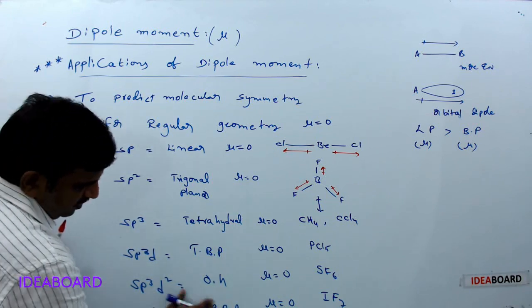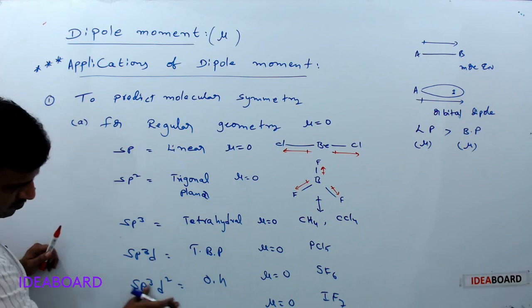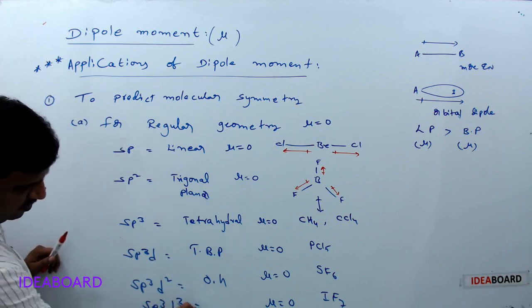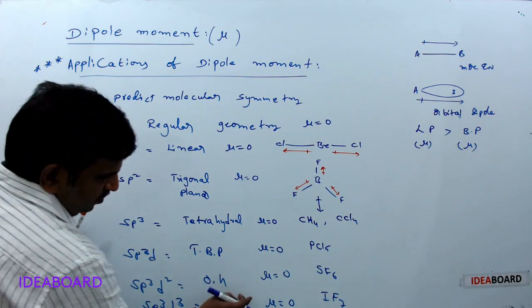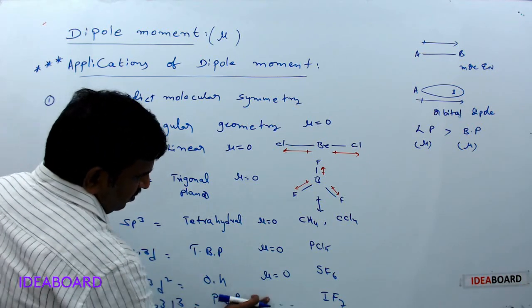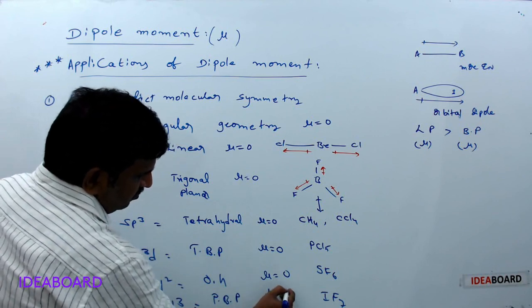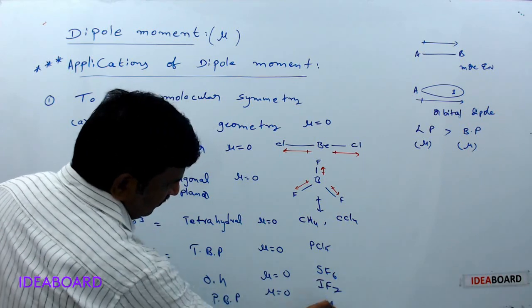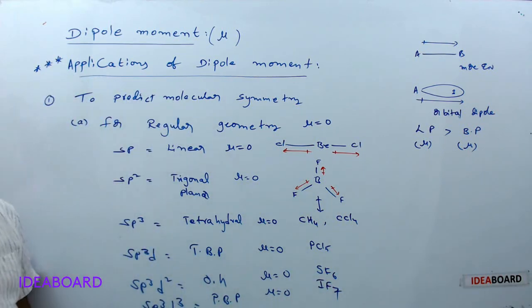Here sp3d3 is equal to pentagonal bipyramidal, and their dipole moment is equal to 0. Example for this is IF7 molecule.